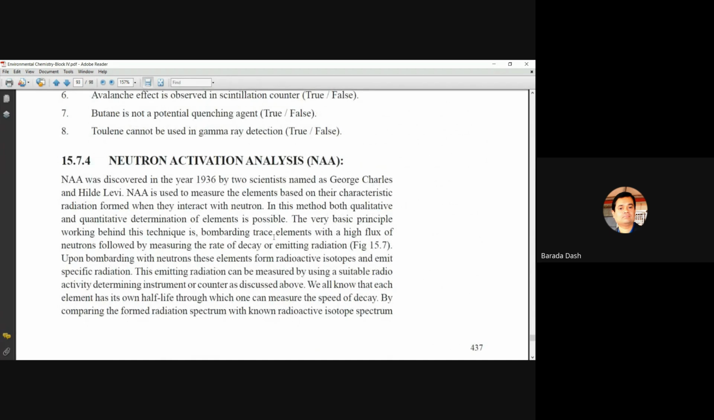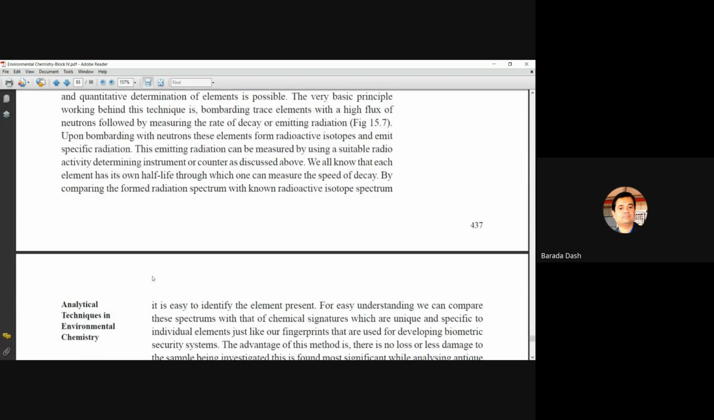Neutron activation analysis, NAA. NAA was discovered in 1936. In this method, both qualitative and quantitative determination of elements is possible. The very basic principle working behind this technique is bombarding a trace element with a high flux of neutrons, followed by measuring the rate of decay or emitted radiation. So this is called neutron activation analysis.